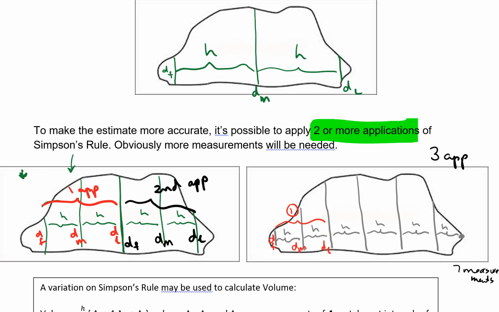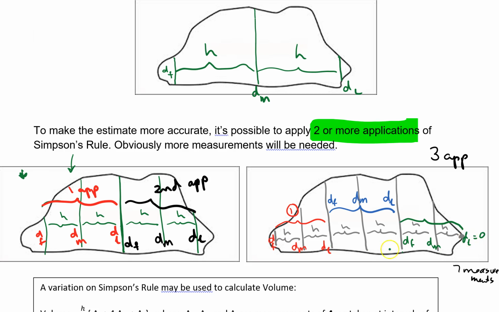For our second application, we would double up with this value, this distance, and call it D first. This distance across here would now become DM, and this would be DL. Then for our third application, you can see this measurement here doubles up and becomes D first. We've got a D middle, and D last is actually a 0.